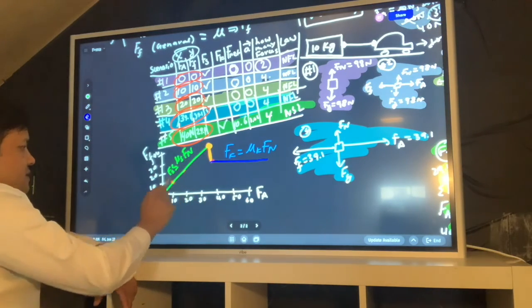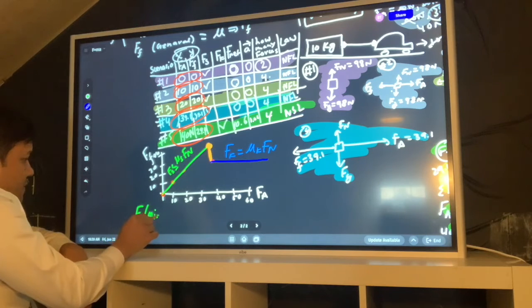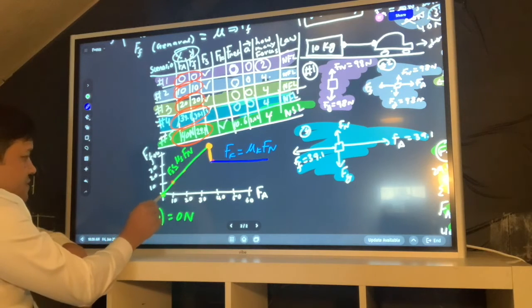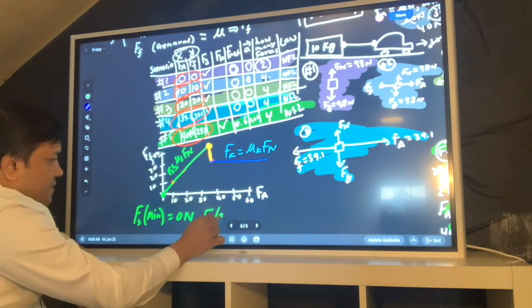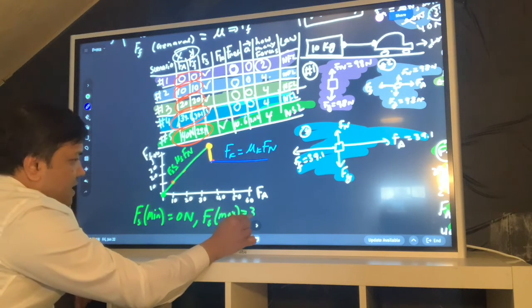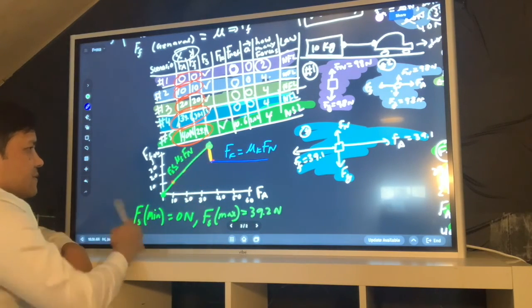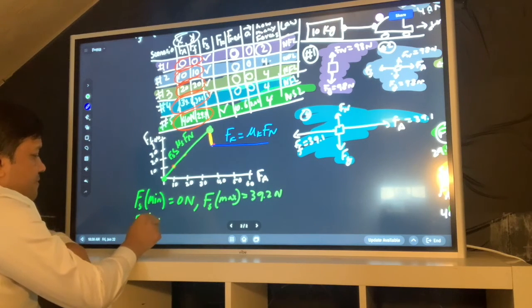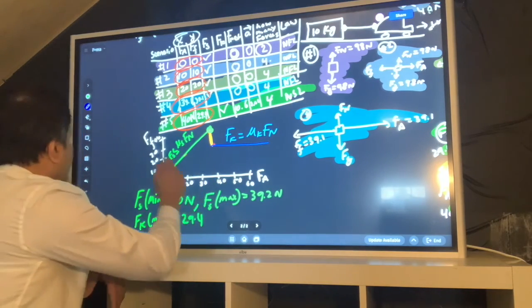So now let's write what is the minimum static friction. Minimum static friction is 0 Newton, at right here, 0, 0. Maximum static friction is 39.2 Newton, and that is right here. Minimum kinetic friction is 29.4, right here.